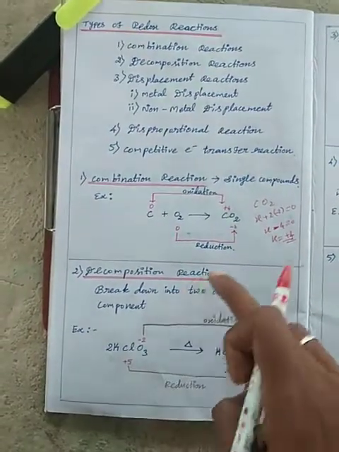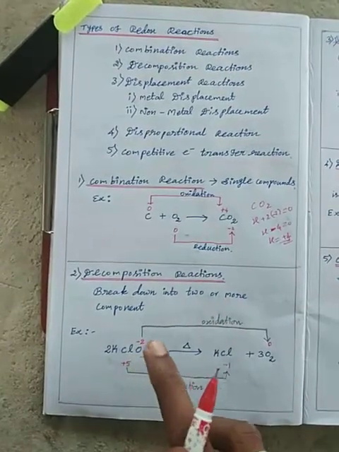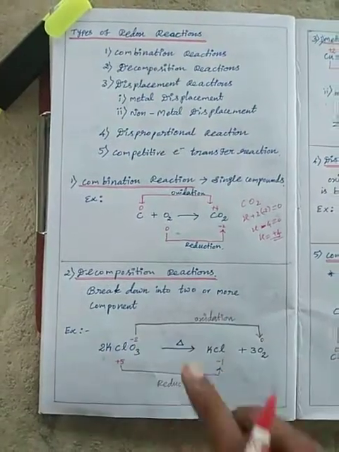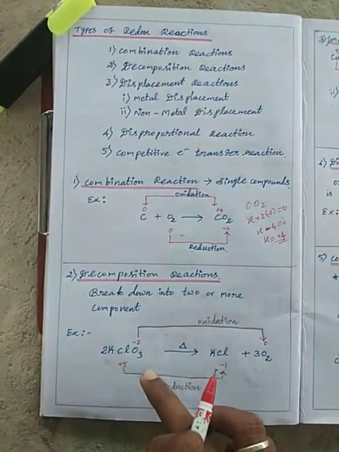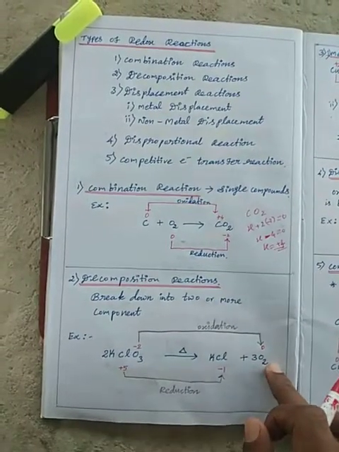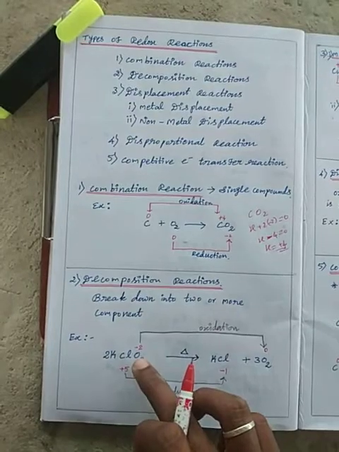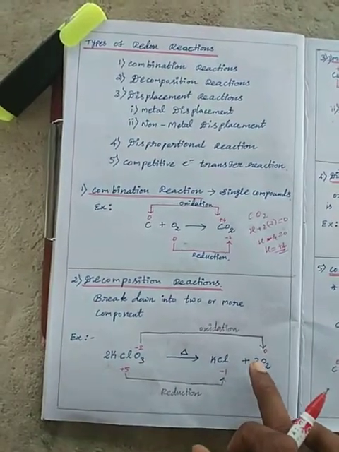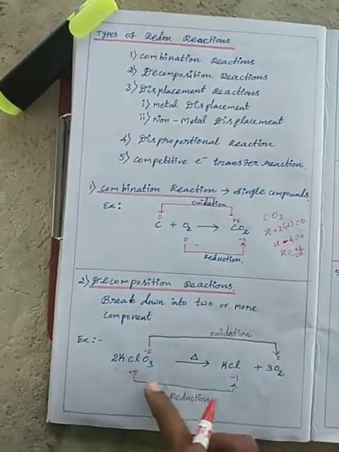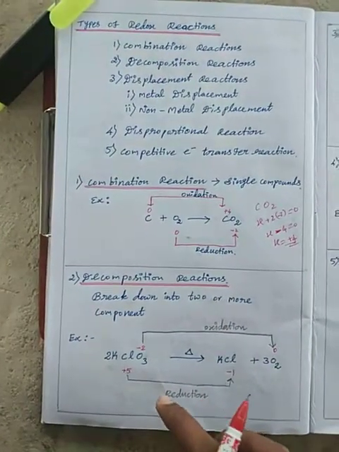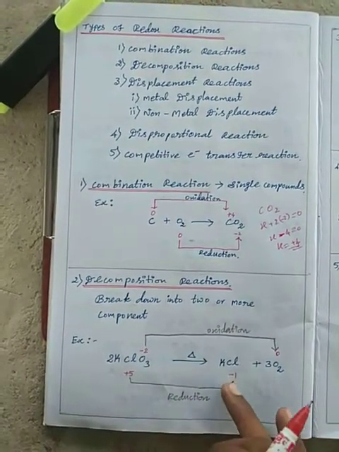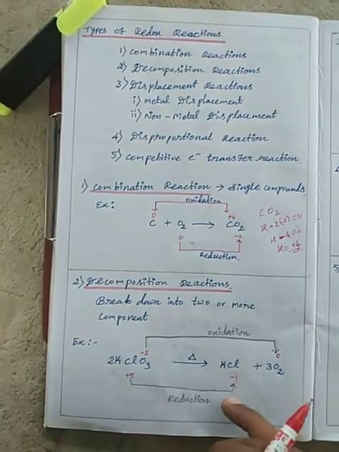Similarly, in the decomposition reaction, one compound breaks down into 2 or more components. Example, potassium chlorate decomposes into potassium chloride and oxygen. Oxygen loses electrons to form the oxygen molecule, so that is oxidation. Chlorine gains electrons in potassium chloride, so that is reduction.